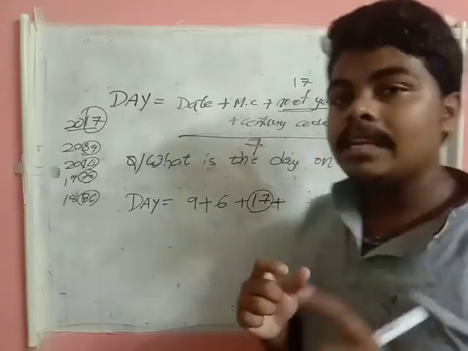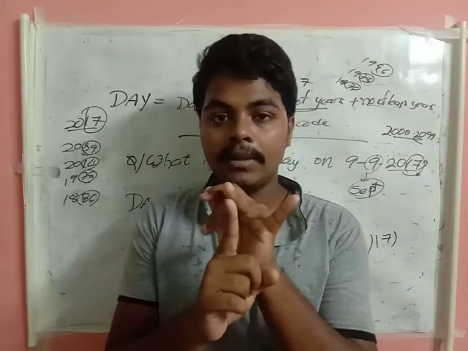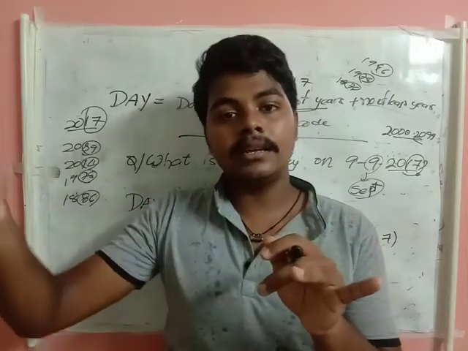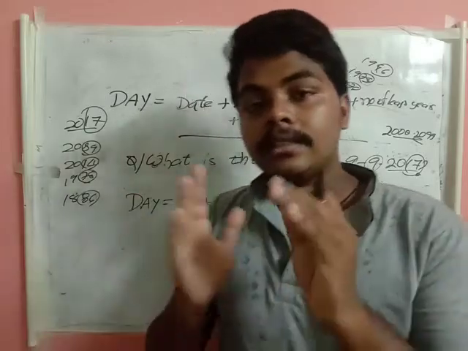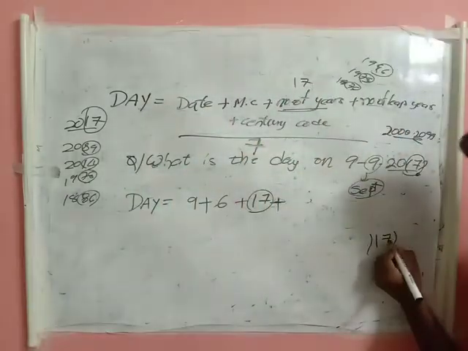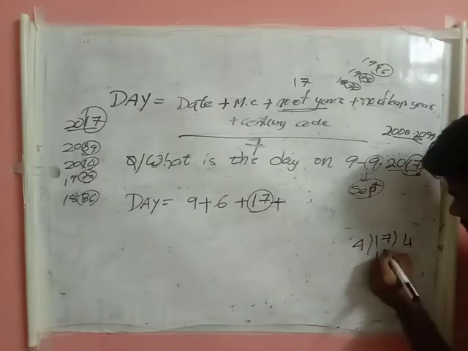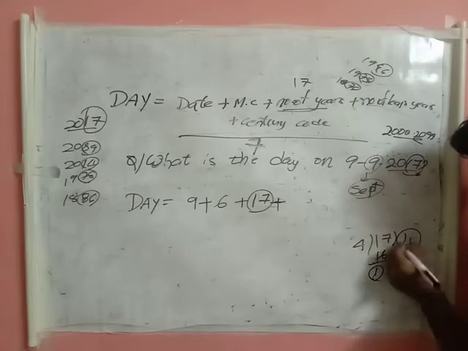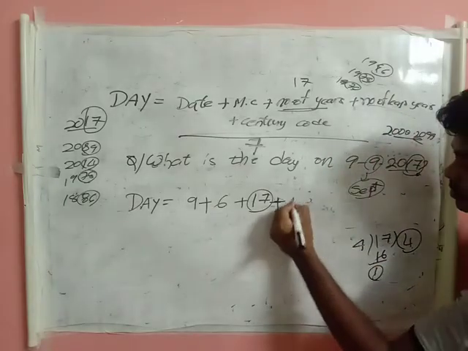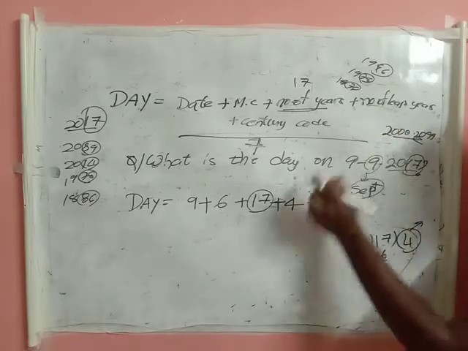I already told that a leap year repeats every 4 years, right? If it comes in 2016, it will appear in 2020, and the next leap year will occur in 2024. Means the leap year repeats every 4 years. So I am dividing this 17 by 4. 4 4s are 16, my remainder is 1. You just put this 4 in the number of leap years. So you just take the quotient. The quotient, you just take it as the number of leap years.